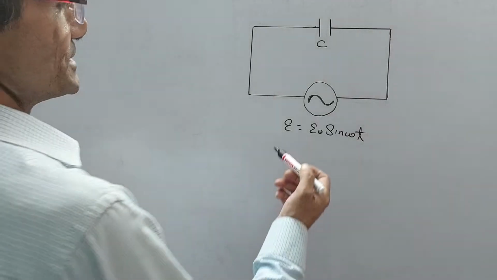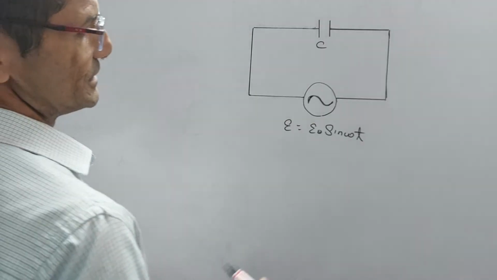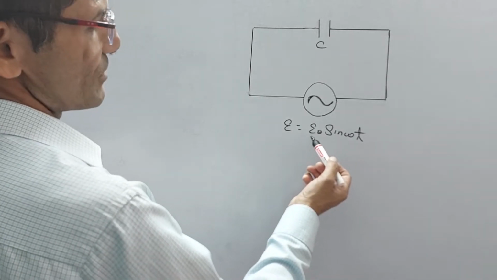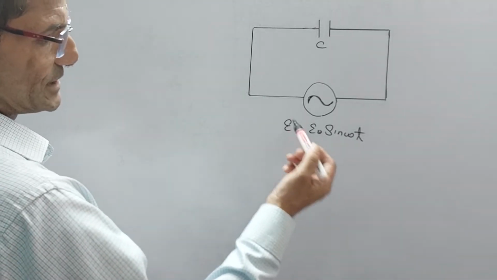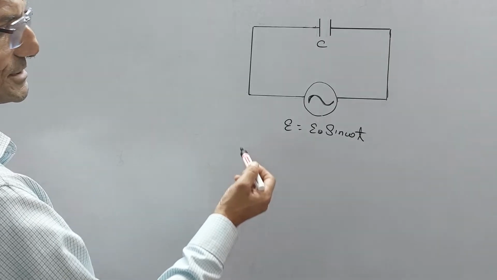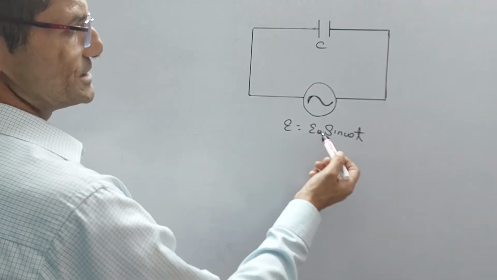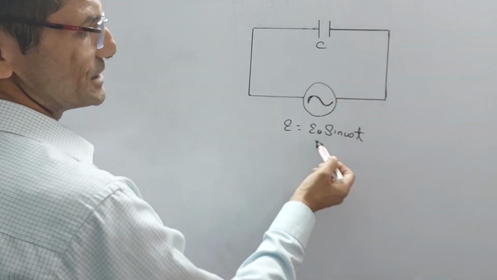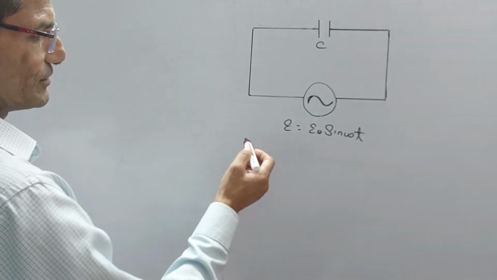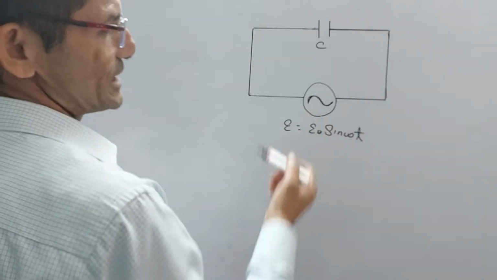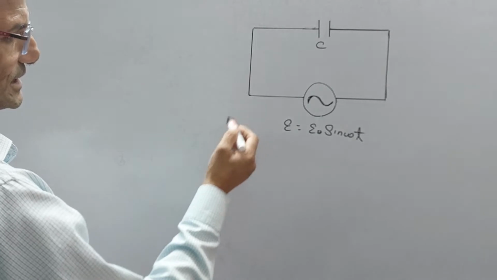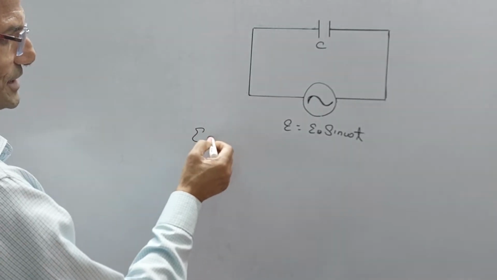So we have a capacitor having capacitance C. This is the applied voltage at some time at a particular strength. Let us suppose the total voltage applied in the AC circuit is E naught sin omega t. We know that this voltage will also be across the capacitor. So therefore E is equal to V.